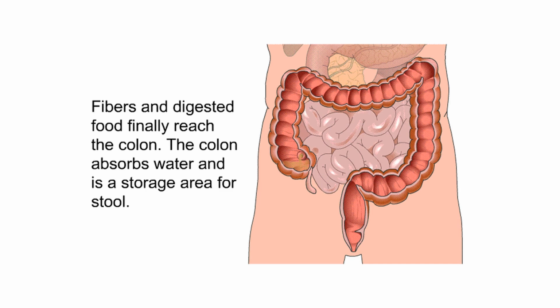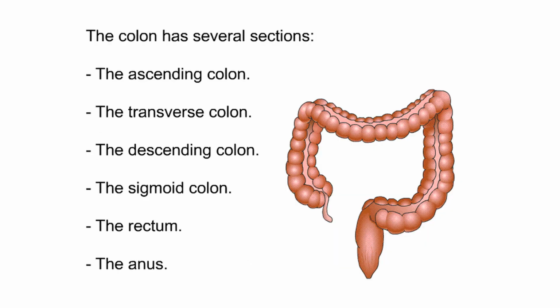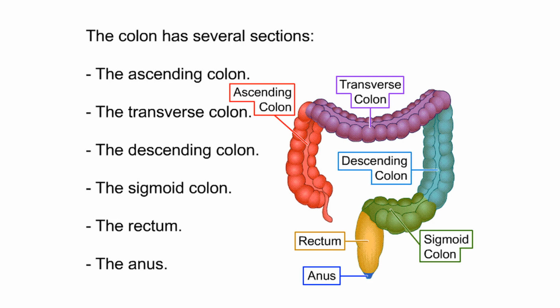Fibers and digested food finally reach the colon. The colon absorbs water and is a storage area for stool. The colon has several sections: the ascending colon, the transverse colon, the descending colon, the sigmoid colon, the rectum, the anus.